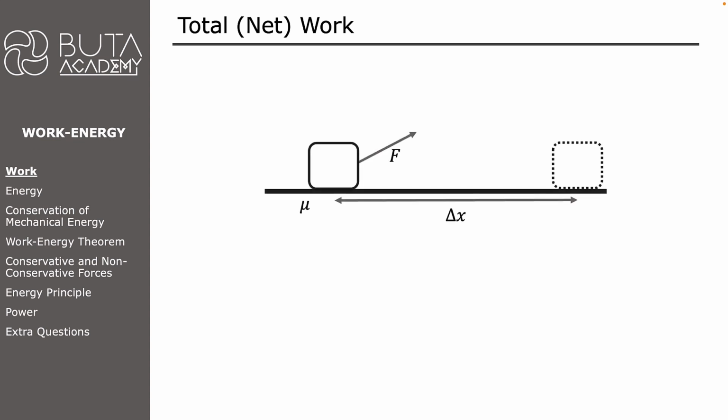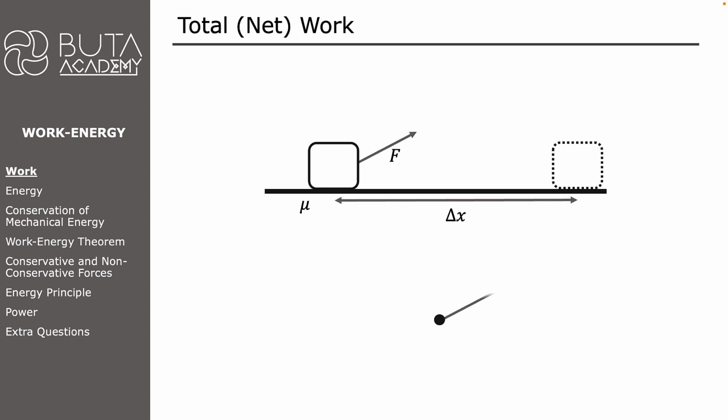Let's consider the diagram displayed on the screen. The object is being moved by force F, which shifts its position by delta x across a rough horizontal surface. At first glance, it appears that F is the only force acting on this object. Drawing a free body diagram will allow us to see all the forces acting on it.